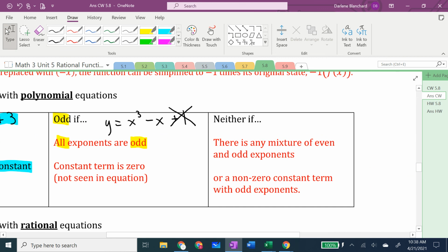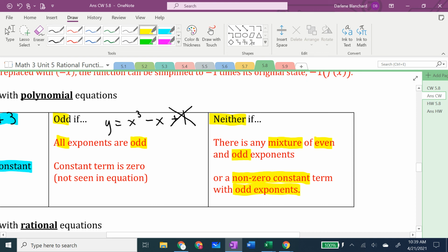Now, if you have any mixture of even and odd exponents, it's neither. If you have odd exponents and a constant and it's not 0, it's neither.